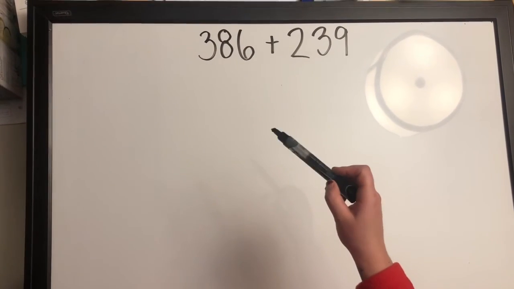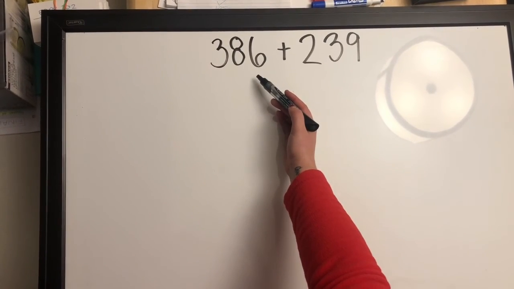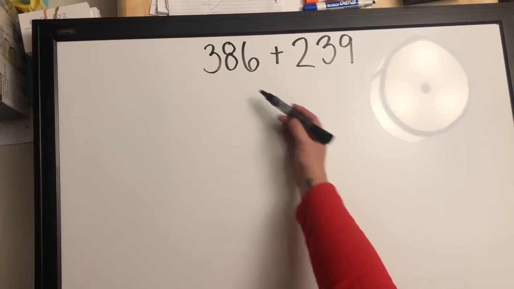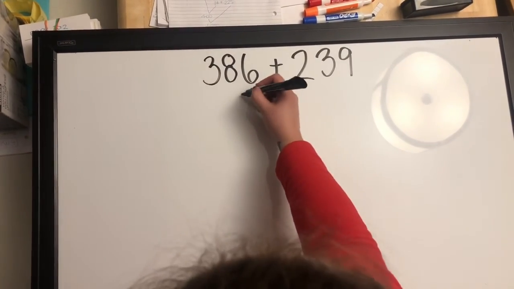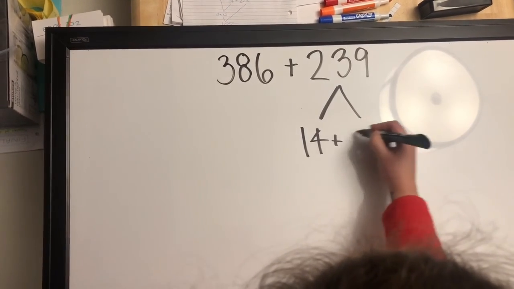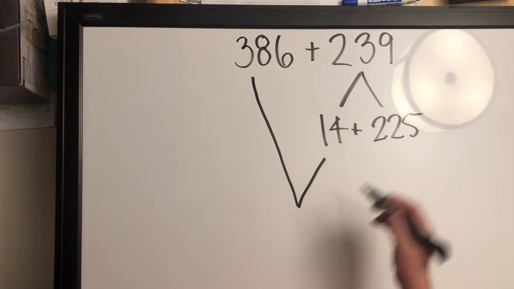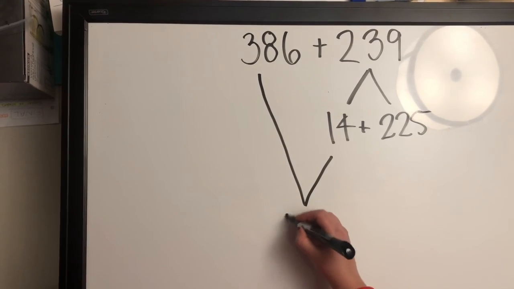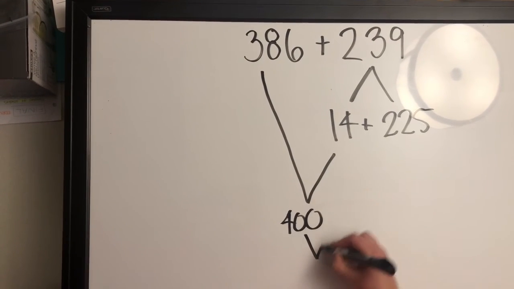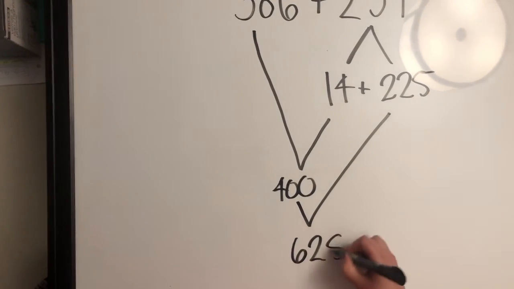Okay, so I have a second flexible strategy. So I'm again going to break up my numbers. So I have 386. I know that I need to add 14 onto that to make 400. So what I'm going to do is break this up into 14 plus 225. I'm going to bring 386 plus the 14, which is going to give me exactly 400. Adding that to the 225 gives me 625.